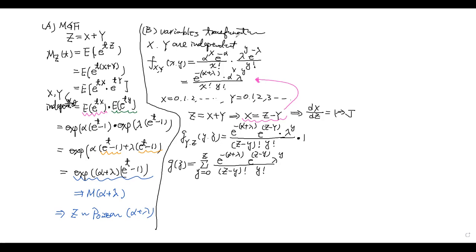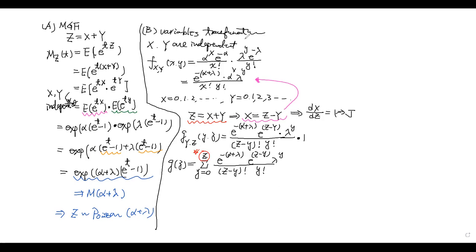Okay, one thing here, be very careful: I'm adding Y from 0 to Z because Z is equal to X plus Y. Both X and Y are from 0, 1, 2, 3, so they are non-negative. So Y, the maximum number Y can go to, is Z. See here, right? This is very important.